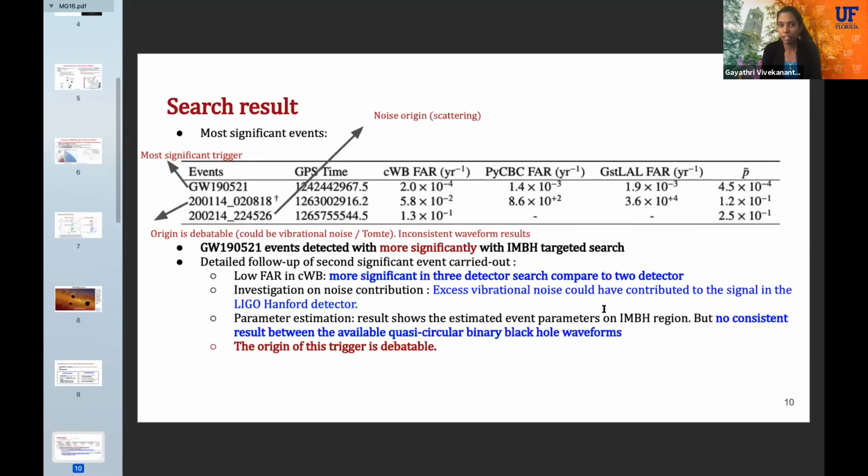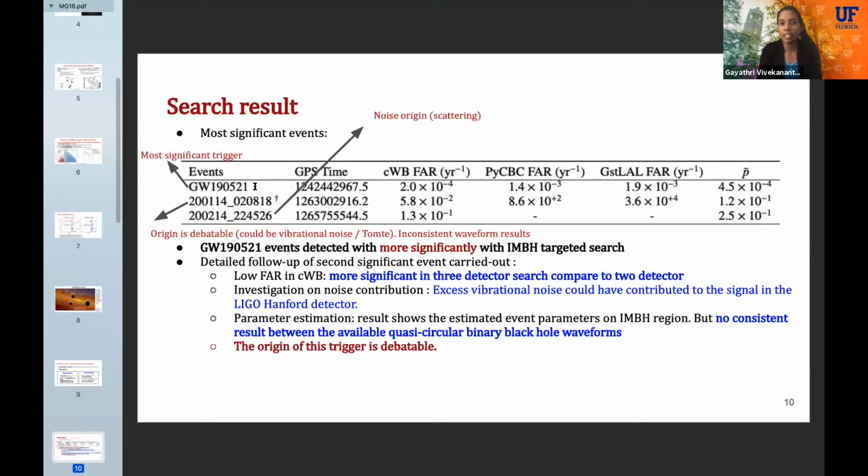And what we have observed are three significant triggers, though some of them are marginal. The most significant trigger is the event GW190521, which is already a known IMBH detection. But here we redetected it with much higher significance, because these searches are dedicated to looking for IMBH sources, so they should have more detection significance for these systems. As we expected, we detected this system with more significance.